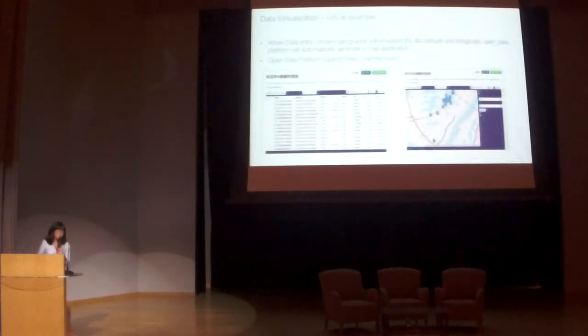Okay, data visualization: how to make data visible to human beings. We take geography information as an example. When a data entry contains geography information like latitude and longitude, this open data platform will automatically generate a map application. It's not clear on the left side, but the left part has latitude and longitude, and then in the right part, it will automatically generate a map application. This open data platform also supports basic charting tools like Power BI and Tableau.